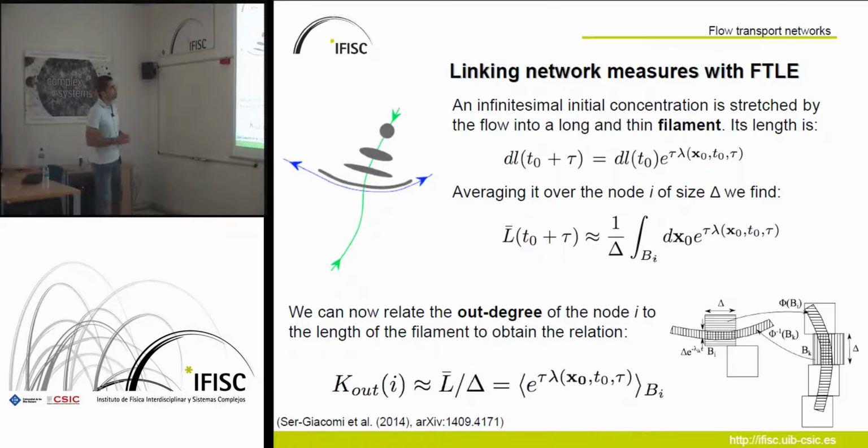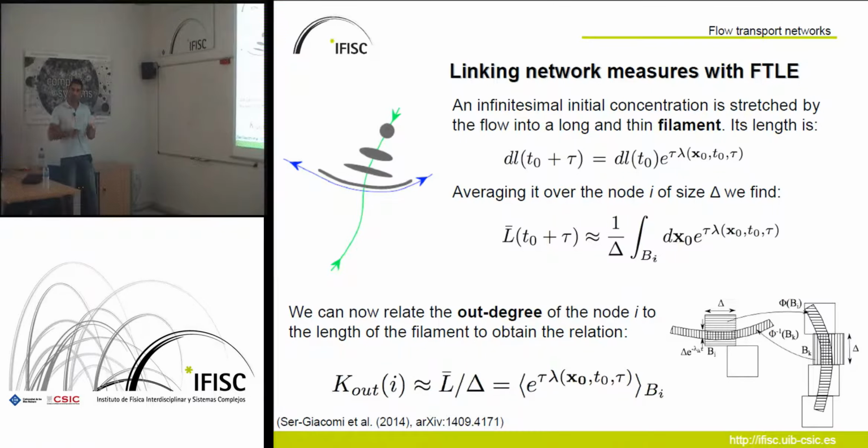Let's consider an infinitesimal blob of particles, an infinitesimal concentration like this one. Under some conditions, this concentration will be stretched into a thin and long filament, like this one. We can estimate the length of this filament using the Lyapunov exponent field. Now, we can average this quantity over the area of a single box i, and the result that we get is this one.